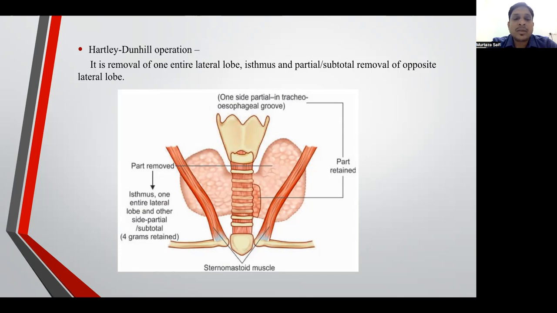You can measure out 4 grams, and the isthmus is also removed in this case. So this is the Hartley Dunhill operation.